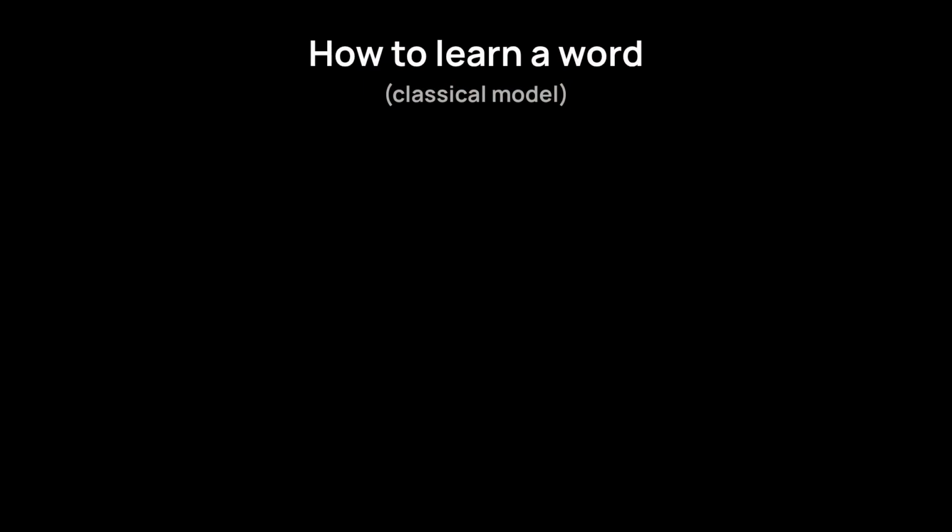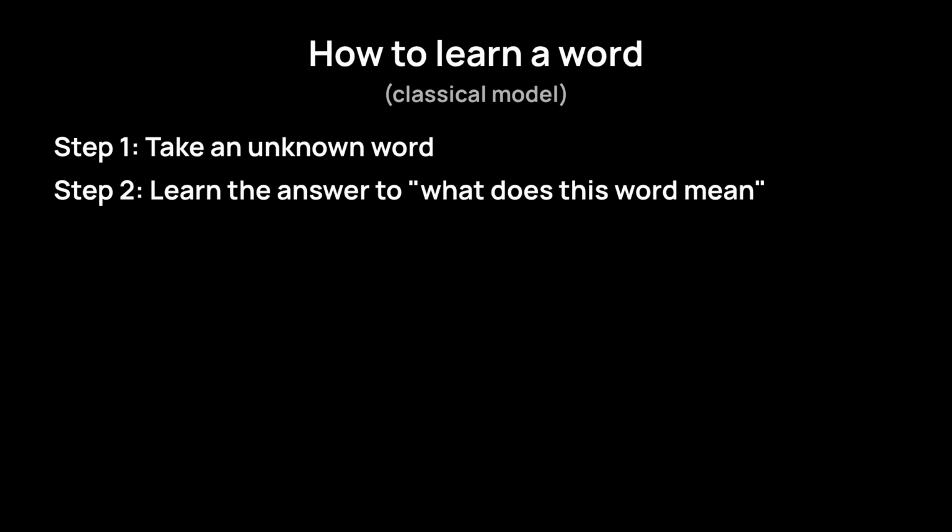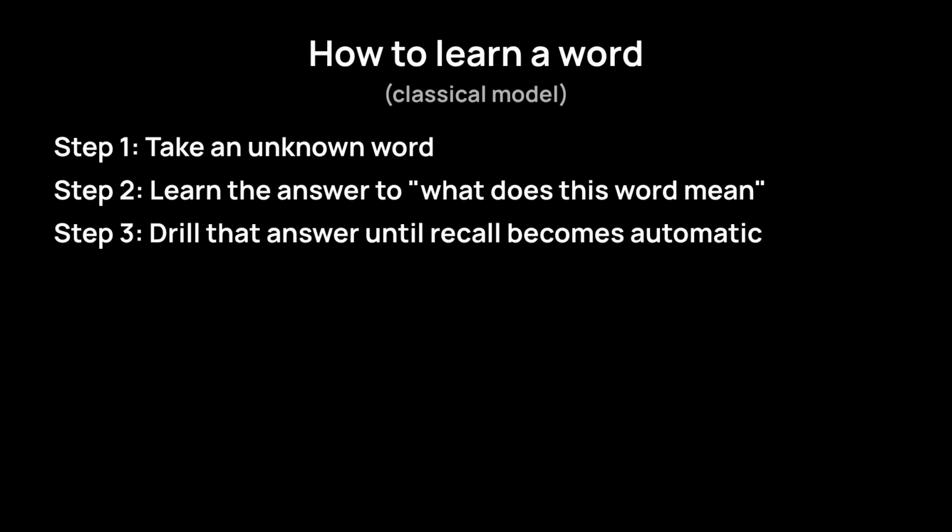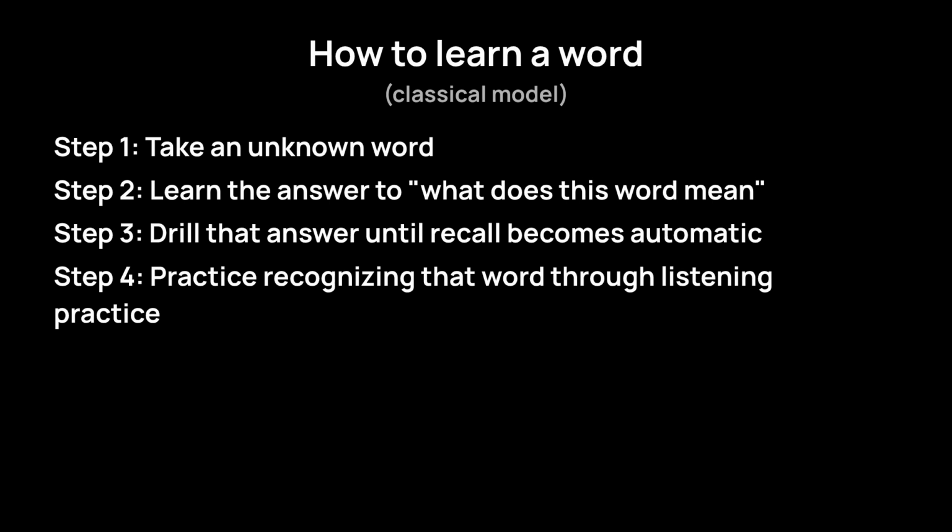Here's the process that's often pitched to language learners about how they should go about learning words. Step 1, take an unknown word. Step 2, learn the answer to what does this word mean. Step 3, drill that answer until recall becomes automatic. Step 4, practice recognizing that word through listening practice. This is generally how we're told that we can make words automatic.